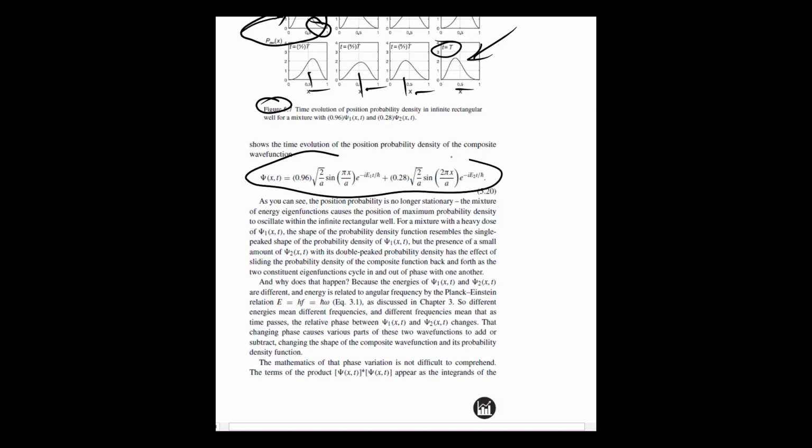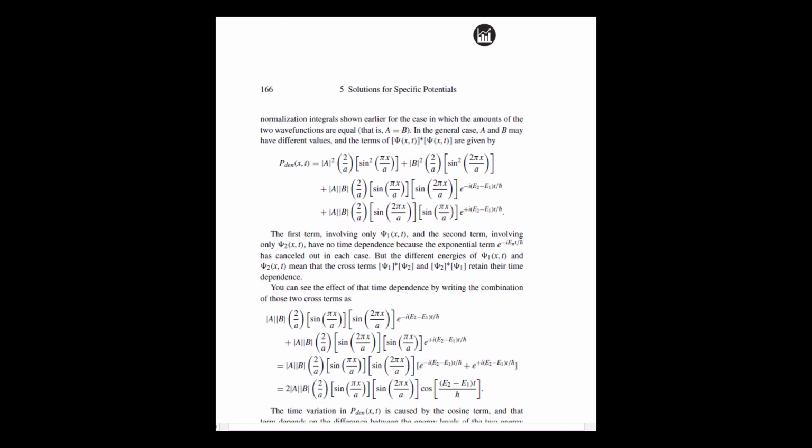Here's what that composite waveform looks like with the 0.96 factor for A and the 0.28 factor for B. So that's described here, and here is the Planck-Einstein relation relating energy to frequency. So higher energy means higher frequency. That phase variation is important, so we're going to look at the mathematics of it here. You know that the probability density is psi star psi. Again, we're not integrating over any range yet. We're just getting the probability density as a function of position and time.